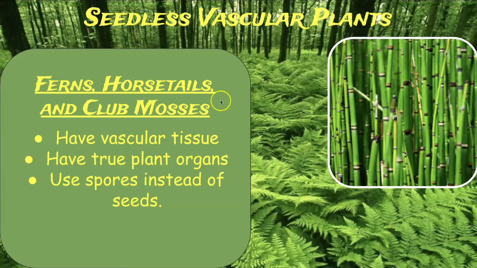That's how all these seedless vascular plants are going to reproduce, through spores. And again, because they are vascular, they are going to have true plant organs. So these are going to have your stems. They are going to have leaves, like you can clearly see on these fronds, which are fern leaves.